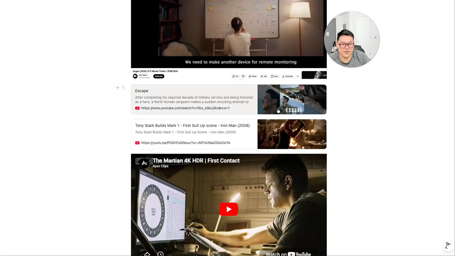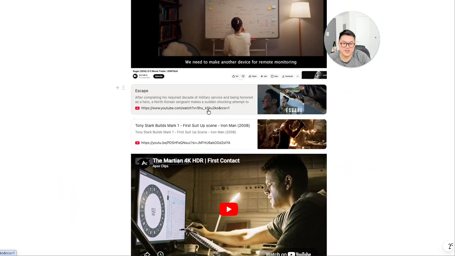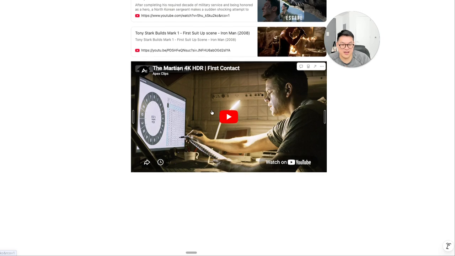This other one, you guys know I love Korean films. It's called Escape, about a North Korean soldier who's been planning his escape from North Korea. And then the Tony Stark scene where he's building his first Iron Man in the cave, and The Martian.